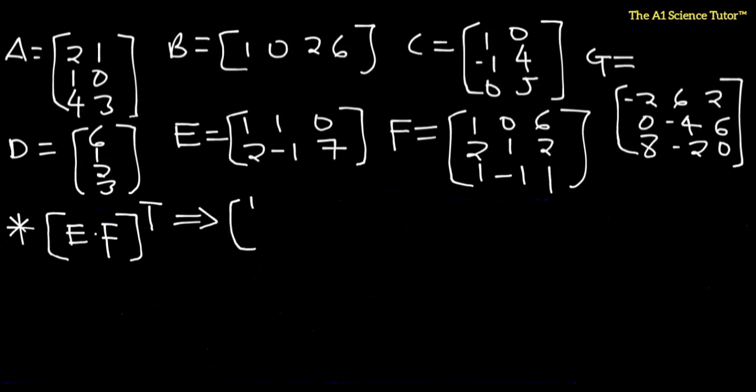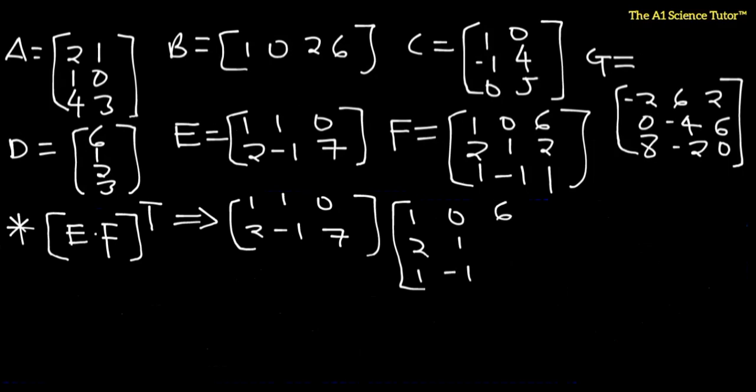So this is 1, and this is 2. This is 1, this is -1, this is 0, and this is 7. So we need to multiply it by this matrix. I think I need to reduce that. So this is 1, we got 2, 1, and this is 0, 1, -1. This is 6, got 2, and 1 there. So let's see what that's going to give.